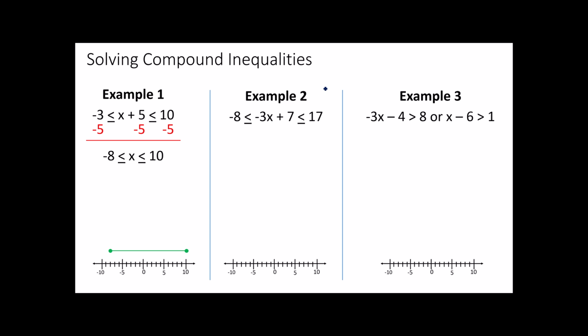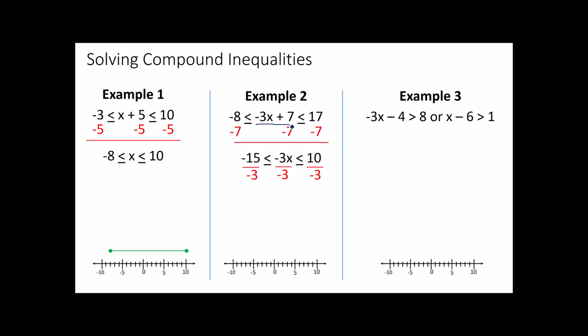Works much the same way. I'm going to assume you've already done that. I have to get x by itself, so I'm going to get rid of that plus 7 first. Do it on all 3 sections. Then I have to get rid of times -3 using division.